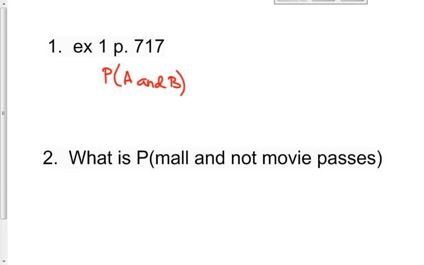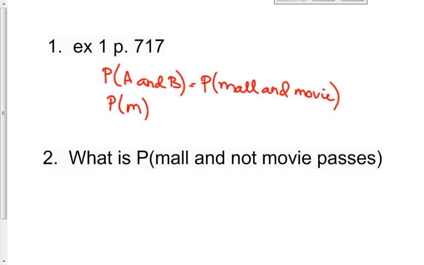And in this case, A is the mall, and the second one was the movie passes. So what's the chance that I will win the mall and the movie? Well, if I use my formula, P(A and B) would be the chance that I win just the mall multiplied by I win just the movie. All right, so if we look back at the words again, we sell 150 raffle tickets for a mall gift certificate, 200 raffle tickets for the movie pass.